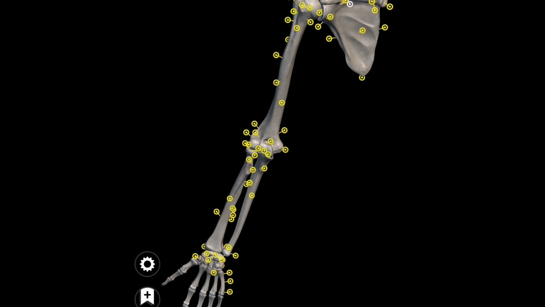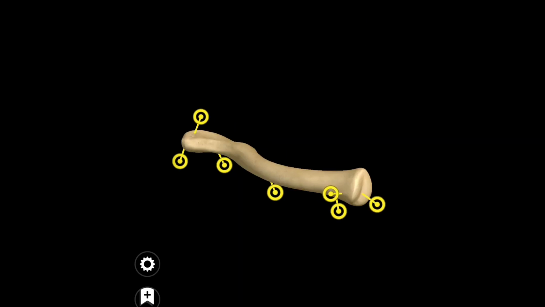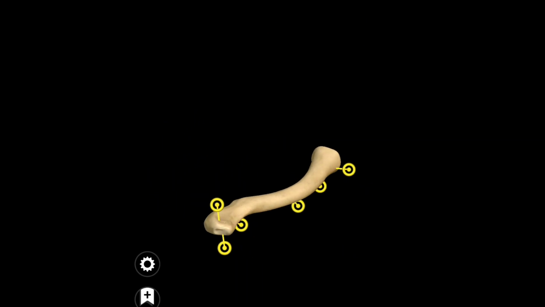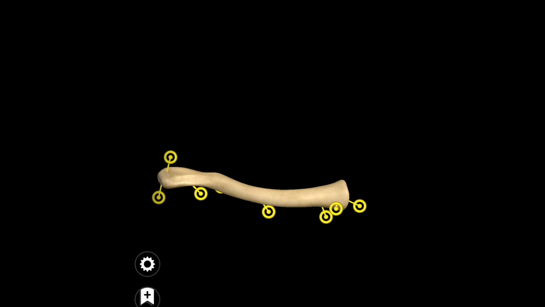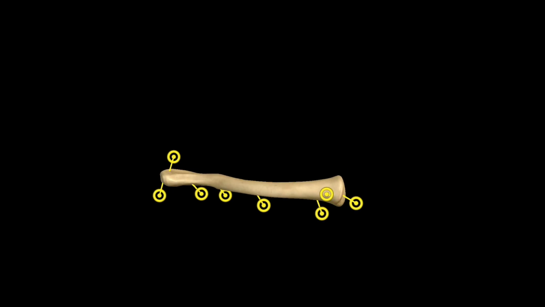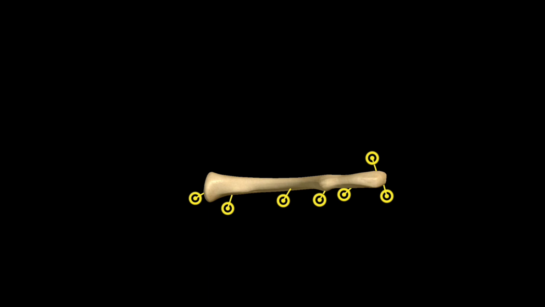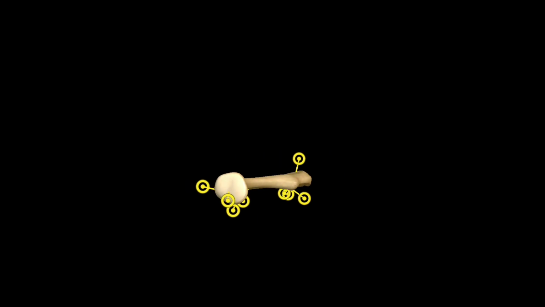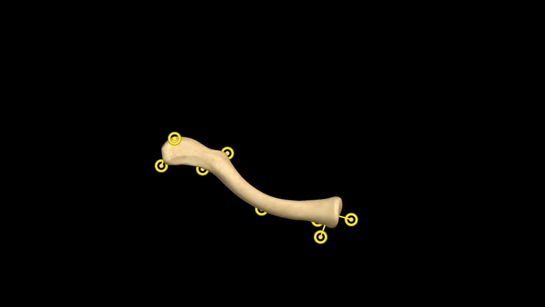First of all, we will isolate the clavicle. You can see the clavicle. This is the anterior side, this is the posterior side, and this is the lateral side. Okay, this is the medial side, this is the superior side, and this is the inferior side.